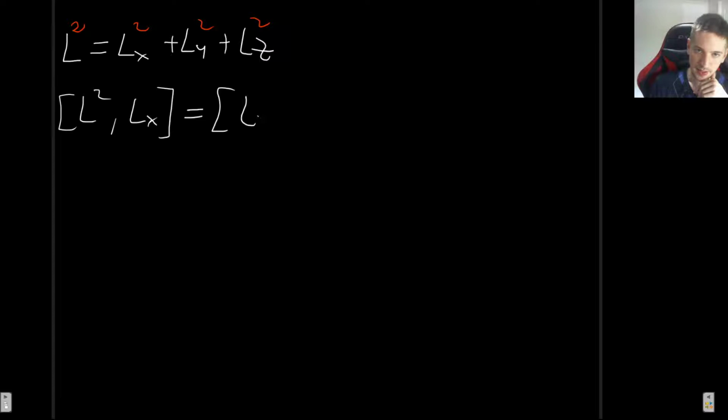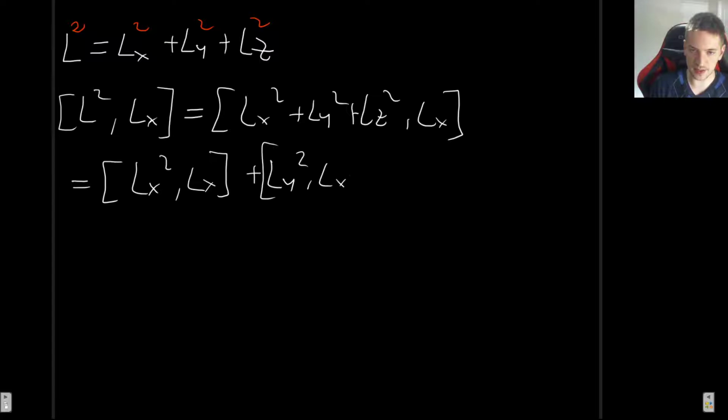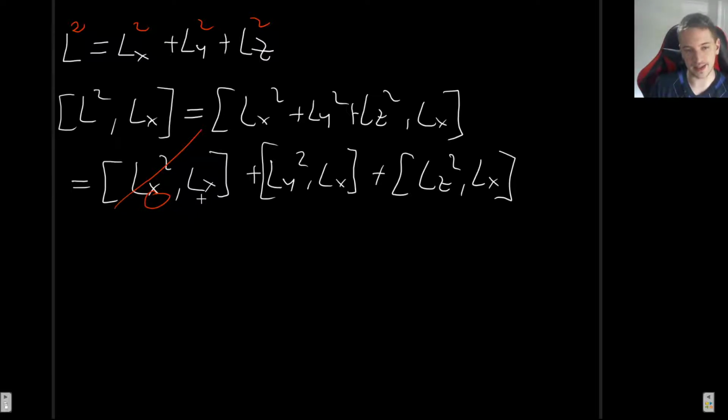This will be Lx squared. Actually, let me go step by step just in case. Ly squared, Lz squared, comma Lx. So once again, we can separate all of these commutators. So we get Lx squared, comma Lx, plus the commutator of Ly squared and Lx, plus the commutator of Lz squared and Lx. So the first commutator here will be 0 once again. This is just going to be Lx, Lx, Lx minus Lx, Lx, Lx. Okay, so this is just 0.